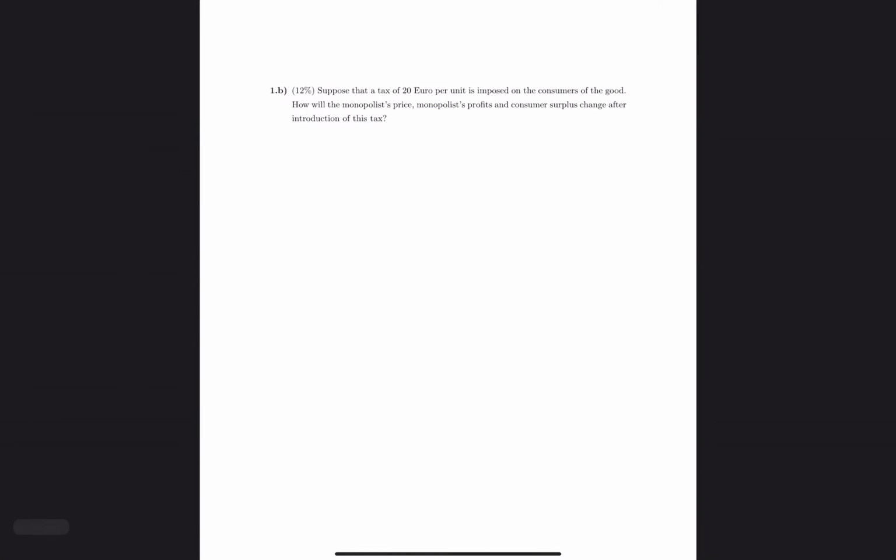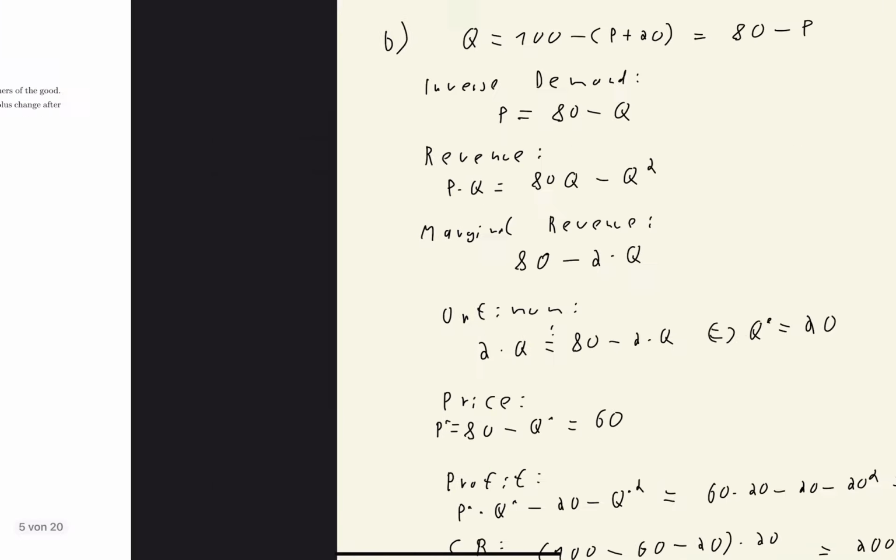Good. This brings us to B. Suppose that a tax of 20 euro per unit is imposed on the consumers of the good. How will the monopolist's price, monopolist profit, and consumer surplus change after introduction of this tax?